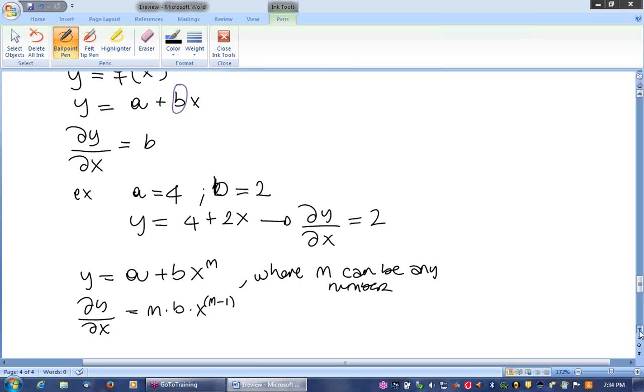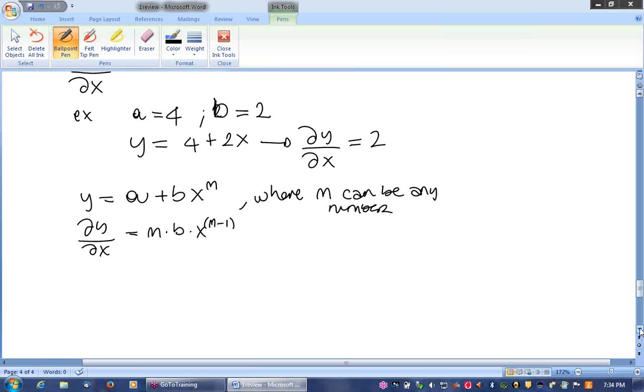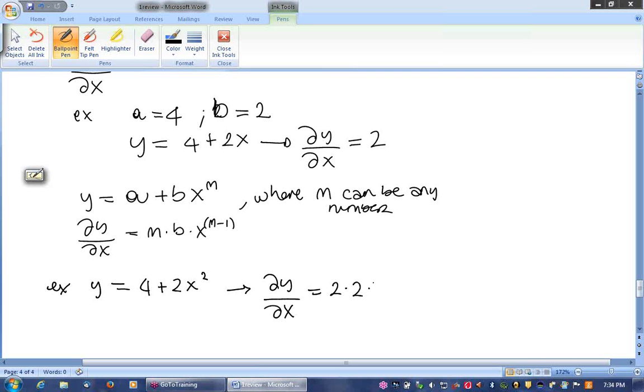So for example, if we have y equal to 4 plus 2x to the power of 2, the derivative of y with respect to x is equal to 2 times 2 times x, that is 4x, okay?